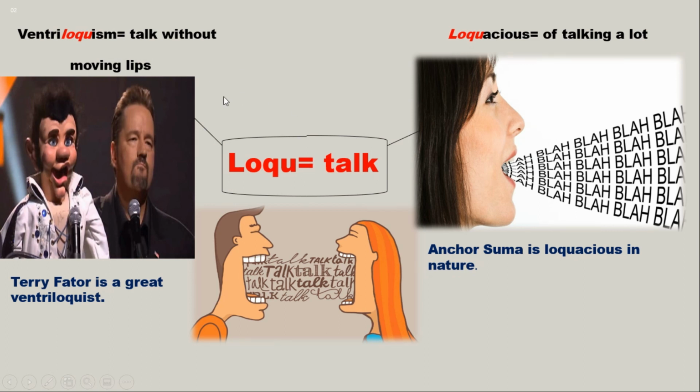Next, the root word loqua, which means talk. See, look at the word ventriloquism, talk without moving lips. For example, Terry Fatter is a great ventriloquist. Next word, loquacious, of talking a lot. Ankarsuma is loquacious in nature. Again, let us learn these two words. Ventriloquism, talk without moving lips; loquacious, of talking a lot.